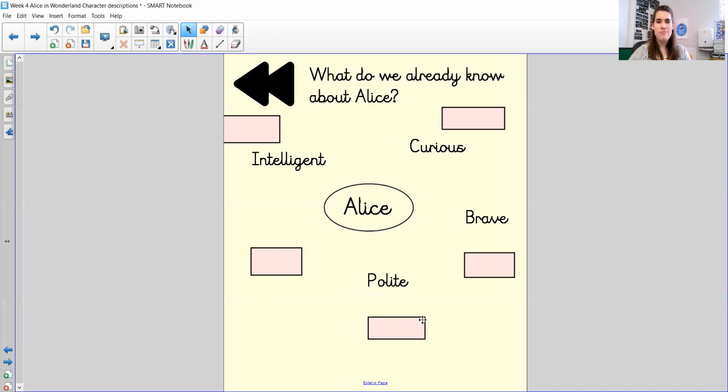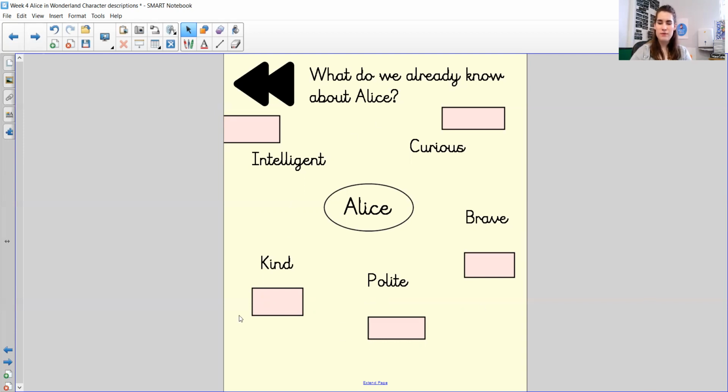Very polite. So when she met the dodo and the lory and the mouse, she had that interaction. She was quite polite with the way that she spoke to them. She didn't want to interrupt them. She didn't want to offend them either, did she? So she's quite a polite little girl. And we also think that she might be quite a kind little girl. Again, with those interactions with the animals that she's met so far, we think that she's quite kind. She doesn't want to upset them. And she gave them her sweets as well, didn't she? Her comfits as prizes as well. So she was quite generous.